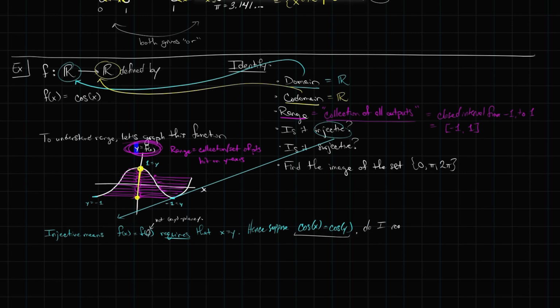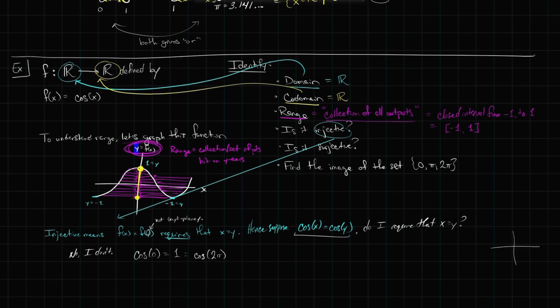Do I require that x was equal to y? And it's pretty easy to check that no, I don't. One really easy example is that cosine of 0 happens to be equal to 1, but cosine of 2 pi also happens to be equal to 1.